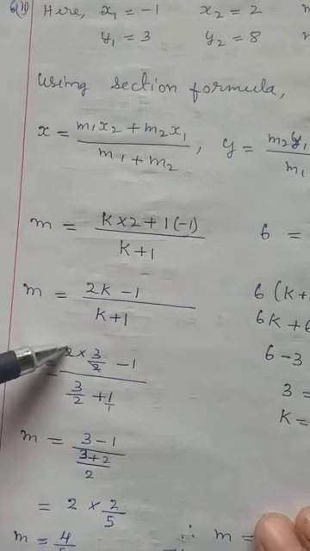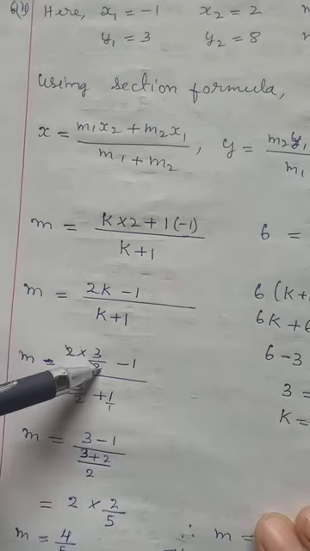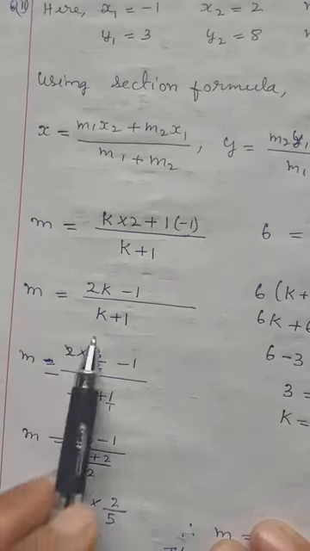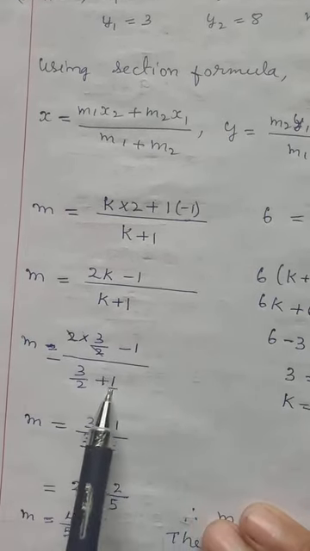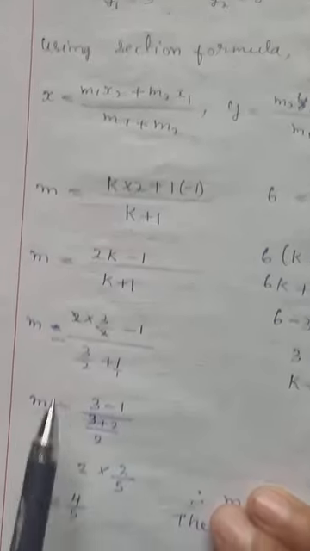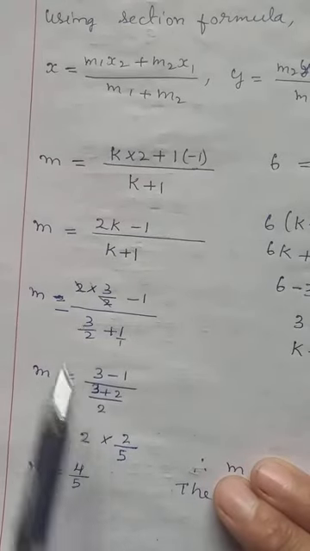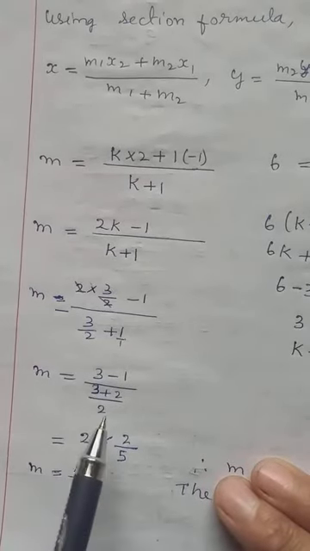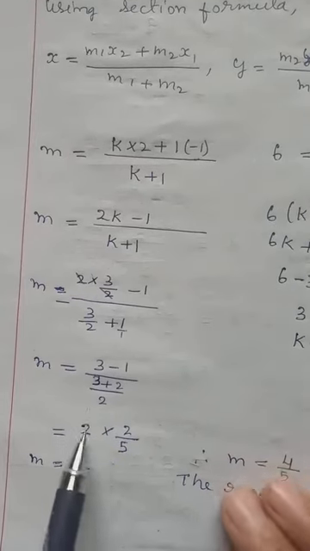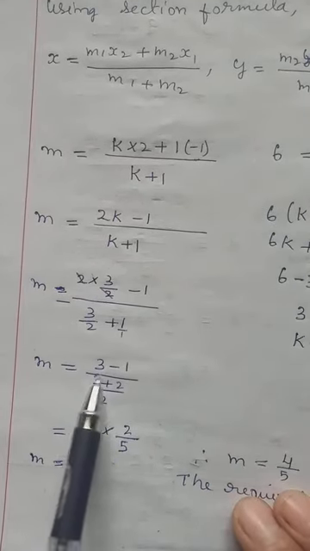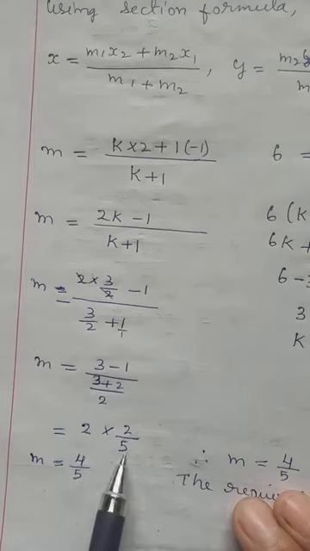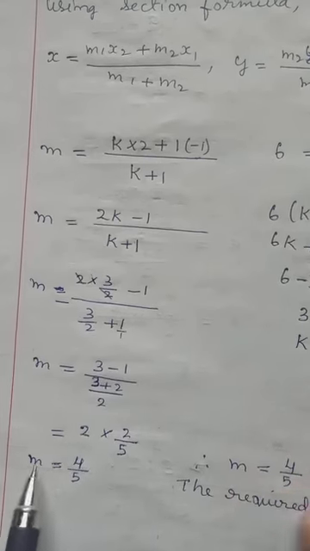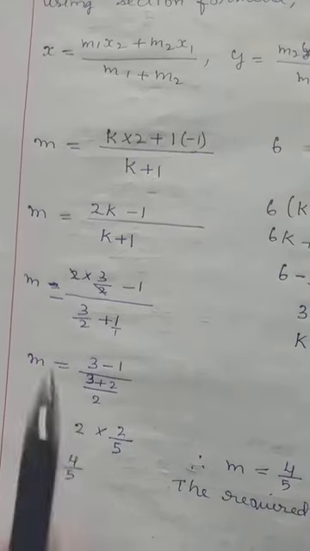But here, since we have into 2 and 2, we can cancel. So it will be 3 minus 1, 2. But down we cannot cancel. They have a fraction, so we can take the LCM. So 2 and 1 will be 2. 3 remains the same. 1 divide 2, 2. 2 into 1, 2. It will be 5 by 2. This is divide. If I convert it to multiply, it will come upside down. So 2 into 2, 4. So we get the value of m equal to 4 by 5.